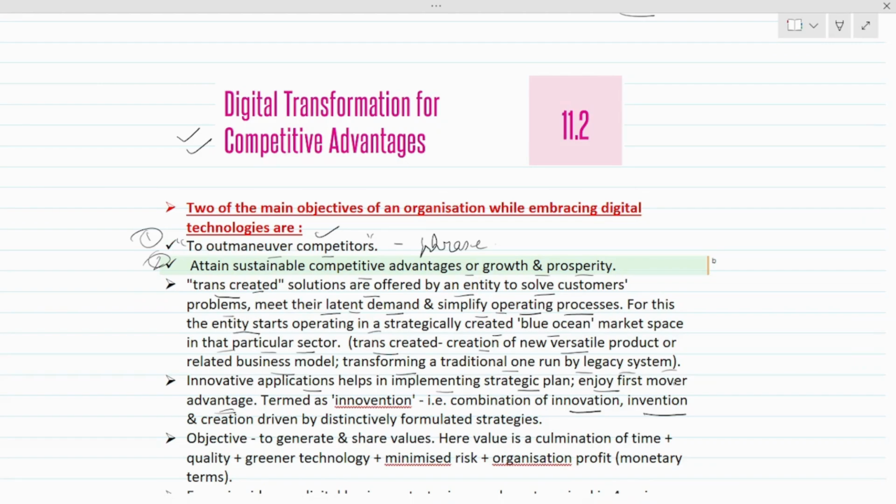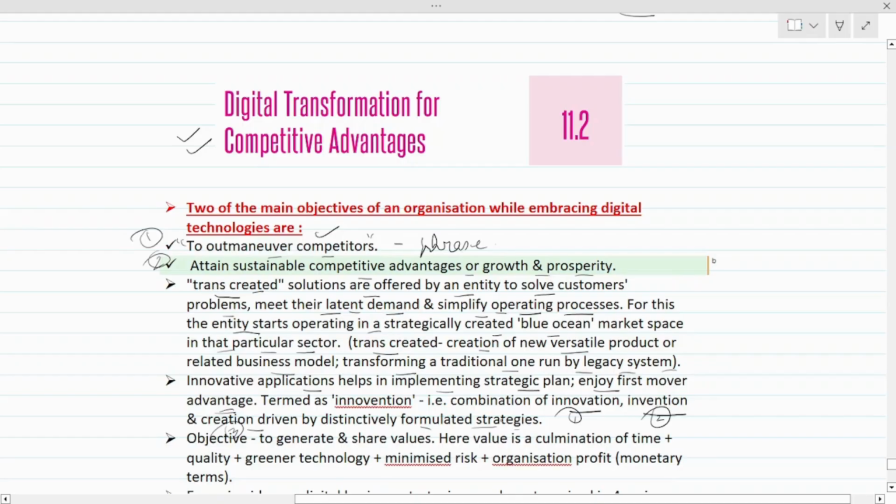So I said that when I come into the next chapter, I'll explain to you. Innovation just means that combination of innovation, invention and creation. So it's three things. First is innovation. Innovation is you create something, then you invent something, right? And then basically you create it. So basically you innovate, you invent and you create, driven by distinctively formulated strategies.